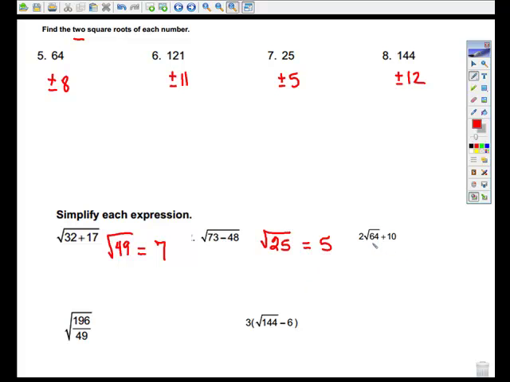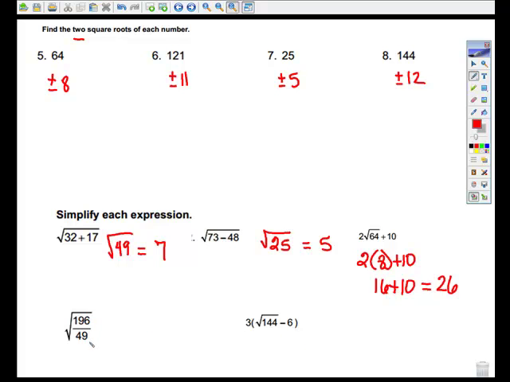Here I have 2 times the square root of 64 plus 10. So the first thing I have to do is take the square root. Technically, when you take a square root, it's to the power of a half. So that's why we do that first. We do it as an exponent. So the square root of 64 is 8 plus 10. 2 times 8 is 16 plus 10 is 26.